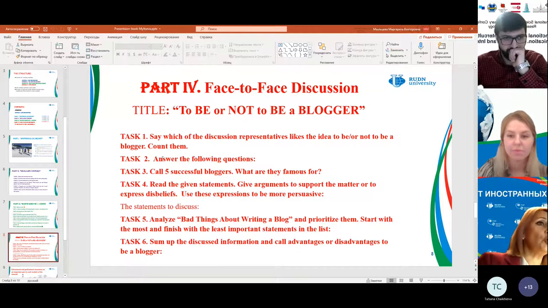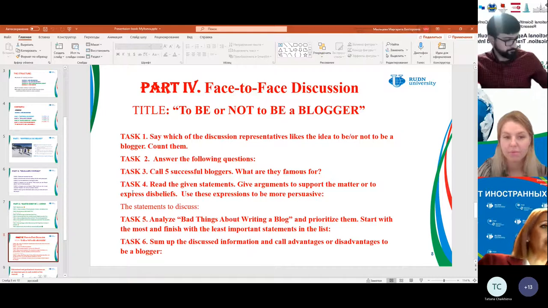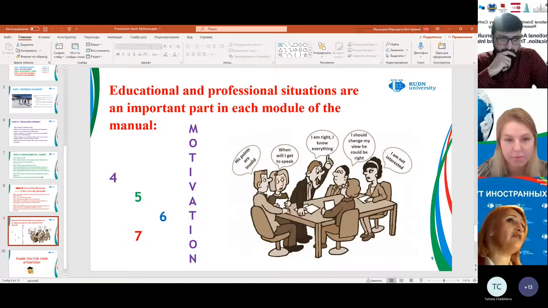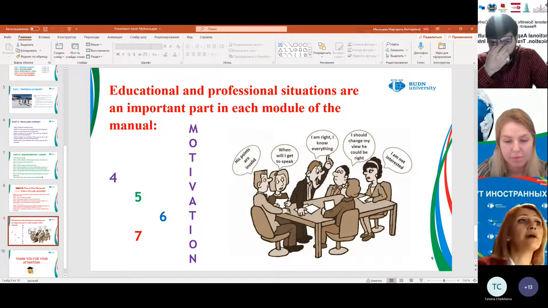Not only students, but professors participate in the discussion. For example, call 5 successful bloggers. What are they famous for? We can work together. We can be divided into small groups and all the students are quite active. I can say that educational and professional situations are an important part of each module of the manual.